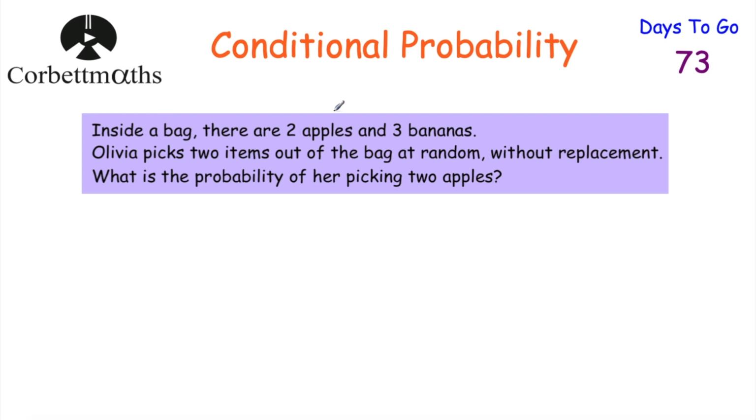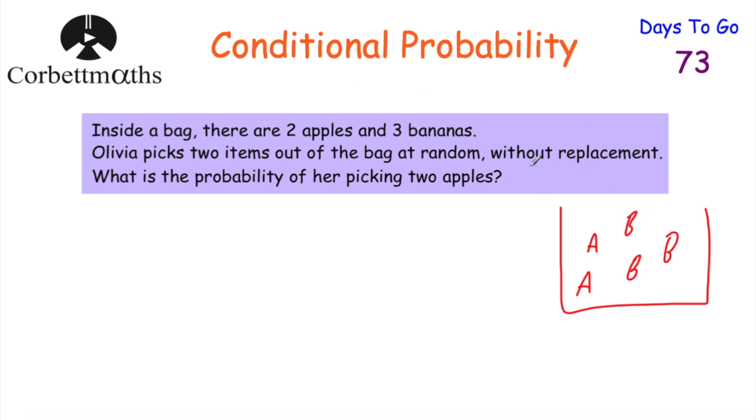So here we've got inside a bag, there's 2 apples and 3 bananas. So here's a bag, and we're just going to write an A for the 2 apples, and a B, and a B for the 3 bananas. And Olivia picks 2 items at random out of the bag. So she's going to pick out an item and then another item.